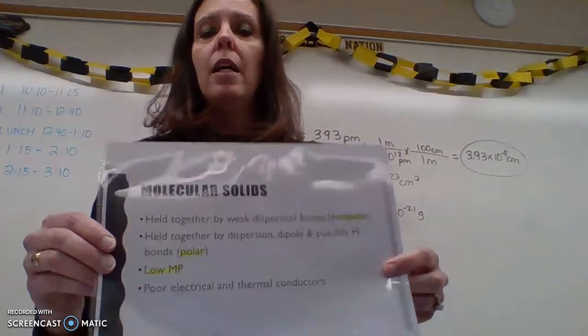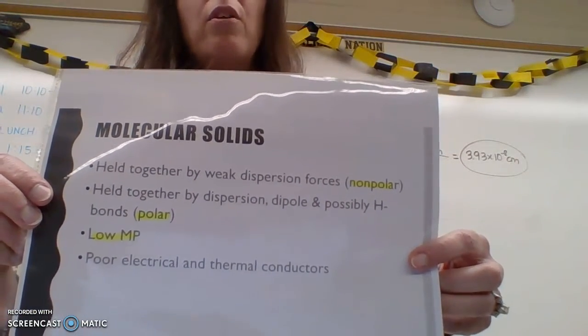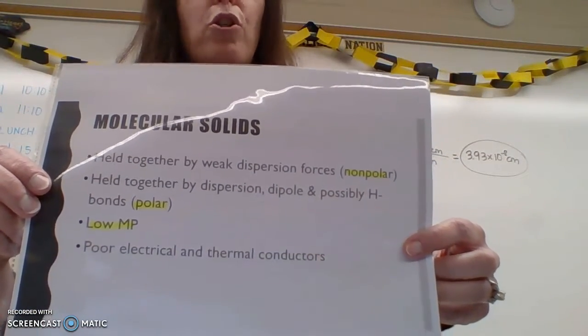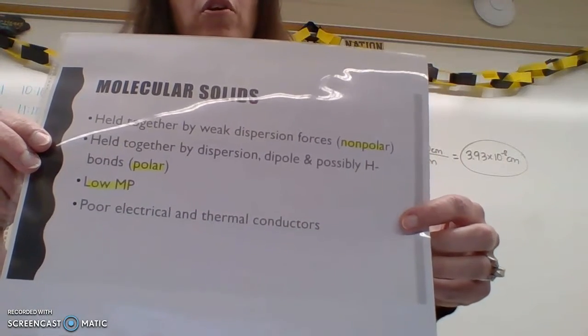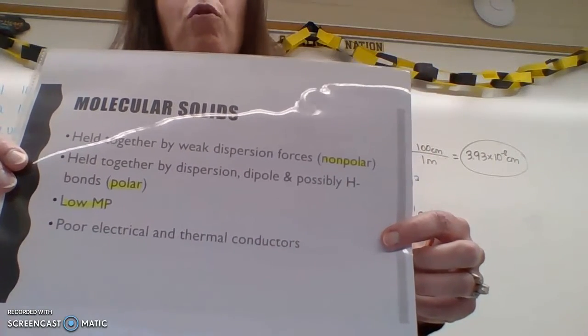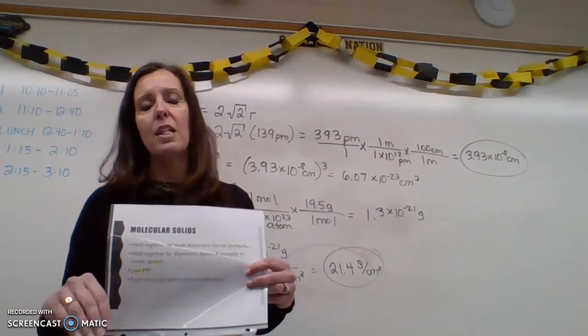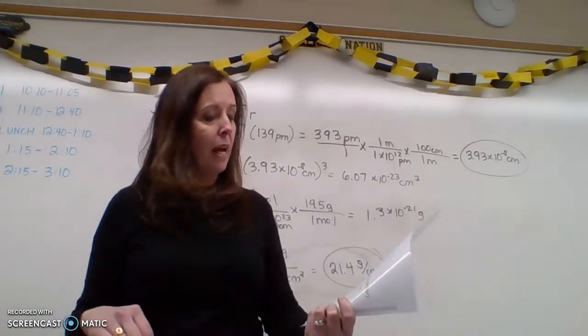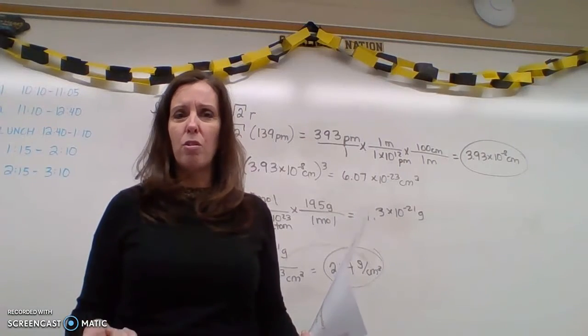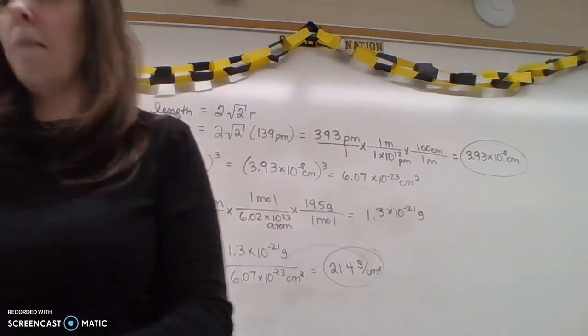Now, we're going to first start talking about molecular solids. They are held together by really weak dispersion forces if they are nonpolar, and by dipole and possibly hydrogen bonds and dispersion forces if they're polar. They tend to have low MP. MP stands for melting points, okay? And they are poor conductors of electricity and heat. But that kind of makes sense to us, okay?